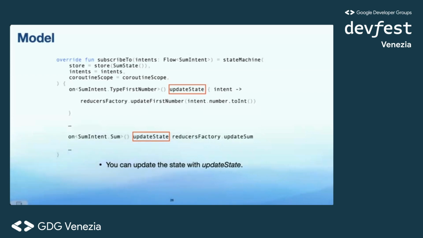Same thing for TypeSecondNumber. It's not written here, but same exact thing. For Sum, well, there's no inputs, so we can just call this infix function updateState reducerFactory.updateSum. There we go. Whenever the user presses the button sum, we react to that and we update the sum. We calculate the sum.